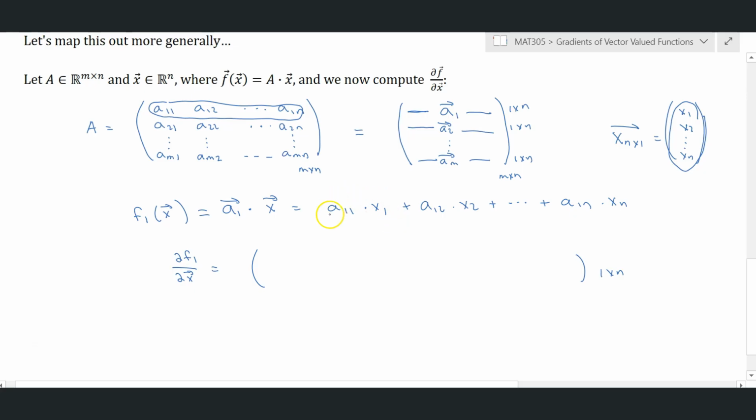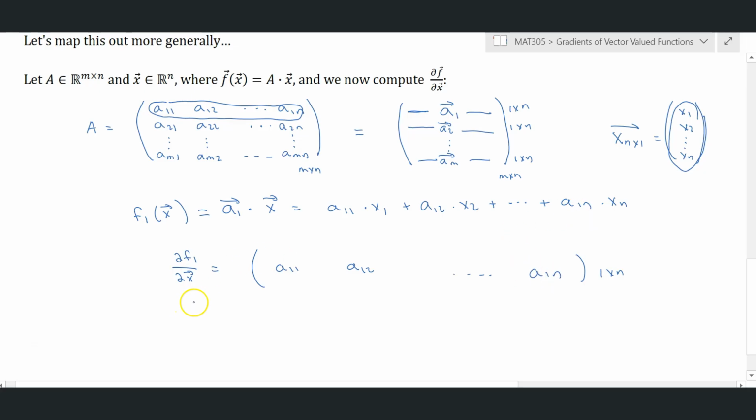So first of all, if you take the derivative of this with respect to x1, all you get is a11, right? Because the derivative of a constant times x1 with respect to x1 will be the constant, and all of these other variables are being held constant, so their derivatives are 0. Now take the derivative of this with respect to x2. All of the other derivatives will be 0, and you'll just be left with a12 times x2. The derivative of that will just be a12. And then all the way down to when you take the derivative with respect to xn of this whole thing, you're just going to get a1n.